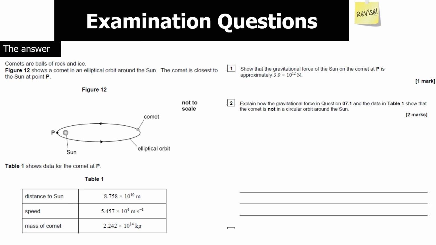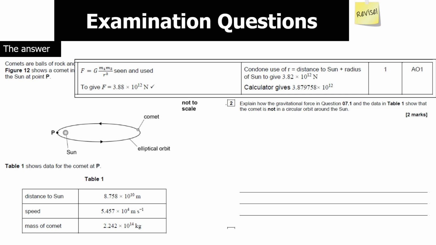Right, so how do you answer this first question? Well, it's only 1 mark, so you see it's a very straightforward calculation. We know that the equation to work out the gravitational force between two bodies is F equals G m1 m2 over r squared. You then check all your values. You'll notice as well that the mass of the sun is given to you in the equation book for the exam. Pop all the numbers in and you should get 3.88 times 10 to the 12 newtons.